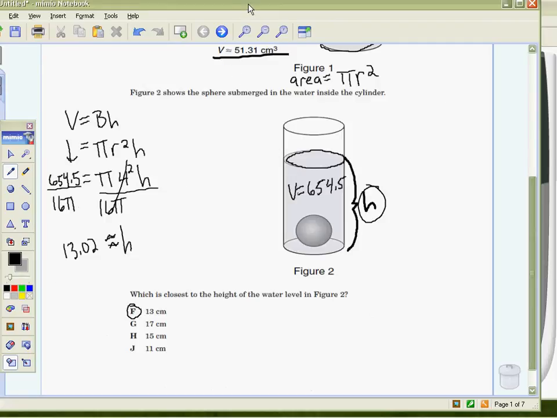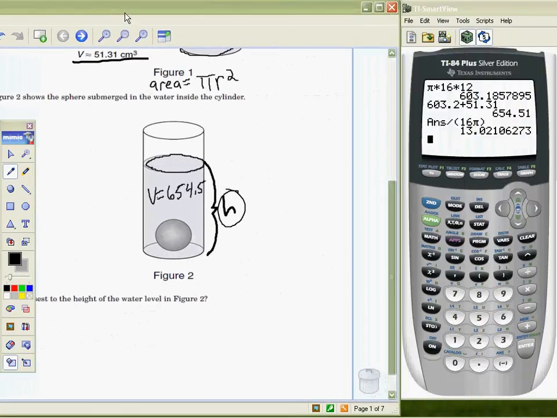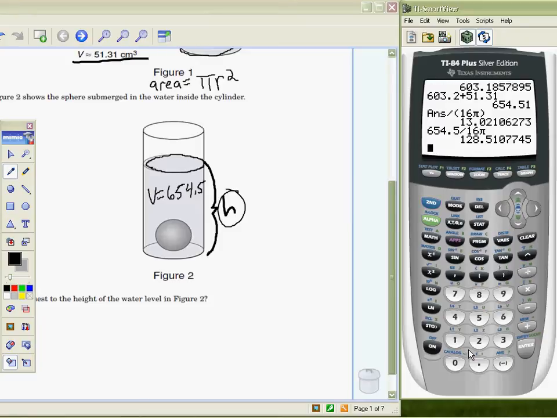Now let me show you really quick. If I would have taken 654.5 and divided it by 16 pi without putting that 16 times pi in parentheses on the bottom, I would have gotten an incorrect answer. So whenever you're using fractions, especially if you have something that's being multiplied on the bottom or top or being added on the bottom or top, put those in parentheses.